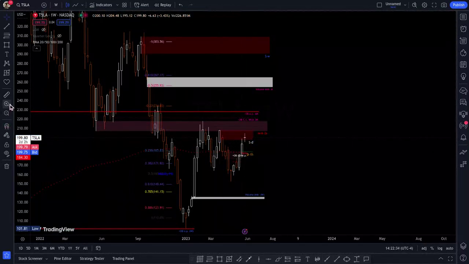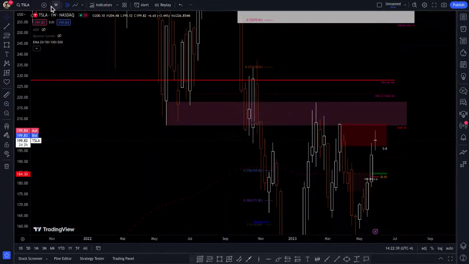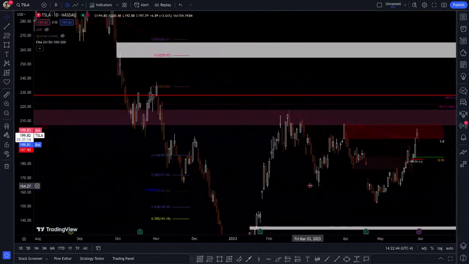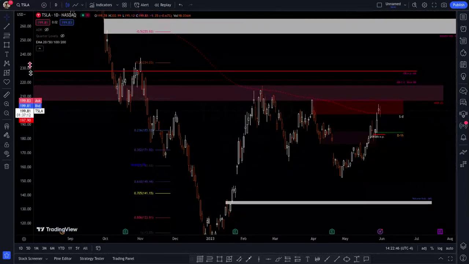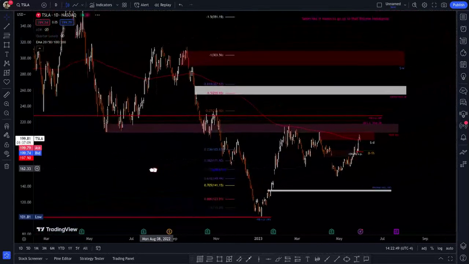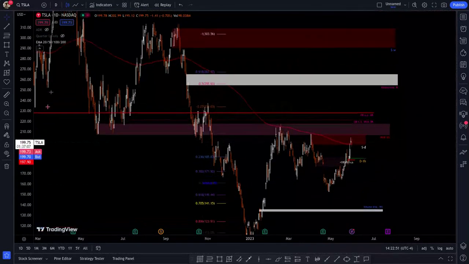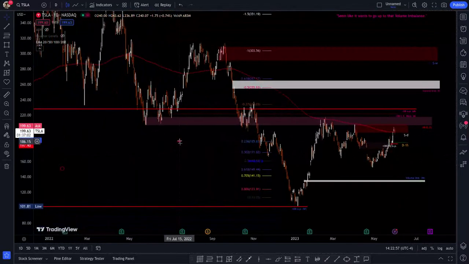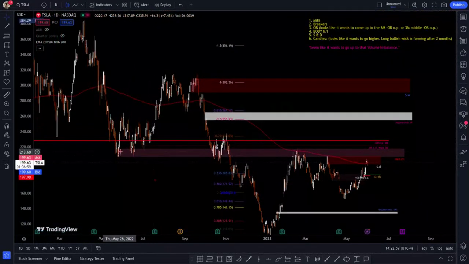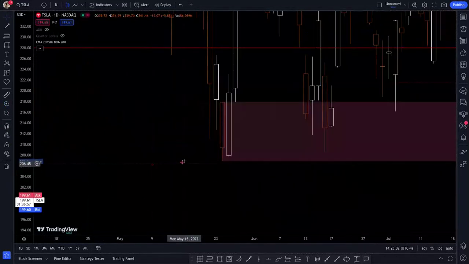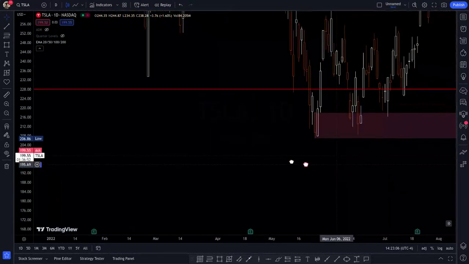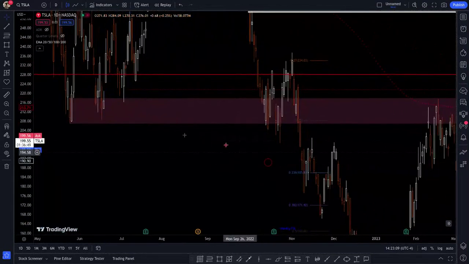Now we're coming up to an area right here which is interesting. It's called a mitigation block. This is a mitigation block right here on a daily chart. So we really need to see price break up above this mitigation block. You see this? This is the last down-close candle before it pushed up. The orders inside of this candle right here are holding price down. Let me show you how.